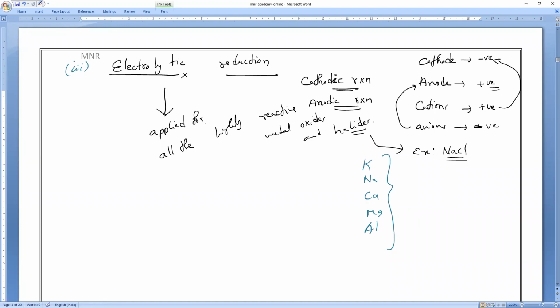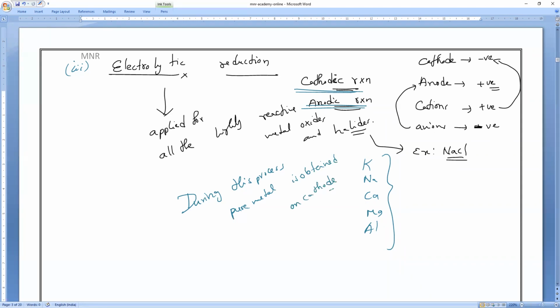Okay. So now this electrolysis reduction we will use for the highly reactive metals. When we study these processes, we will study the chemical reactions. But here for electrolysis reduction, we have to study the cathodic reaction as well as the anodic reaction. During this process, metal is always obtained at the cathode. Note it, everybody. The pure metal is always obtained at where? Pure metal is obtained at the cathode.